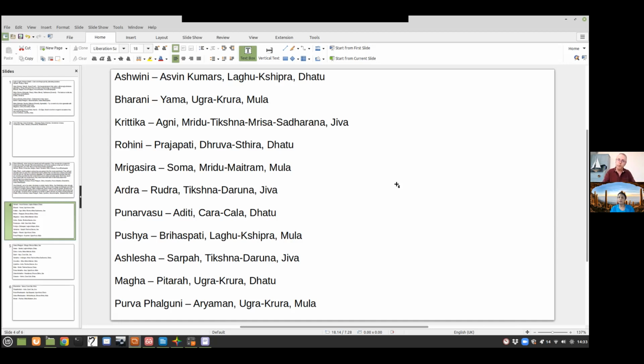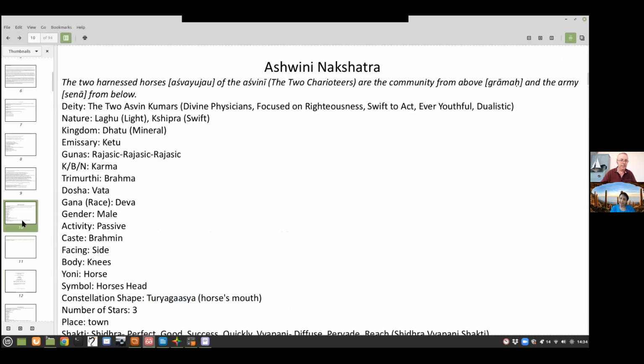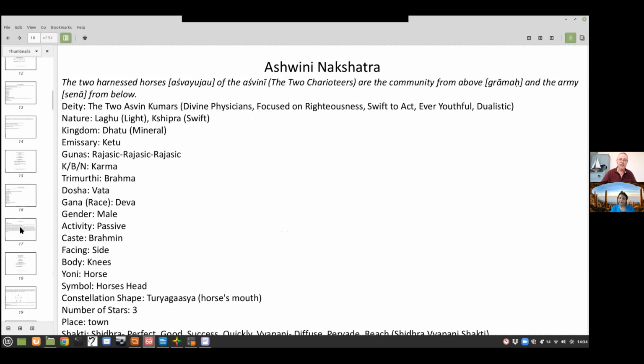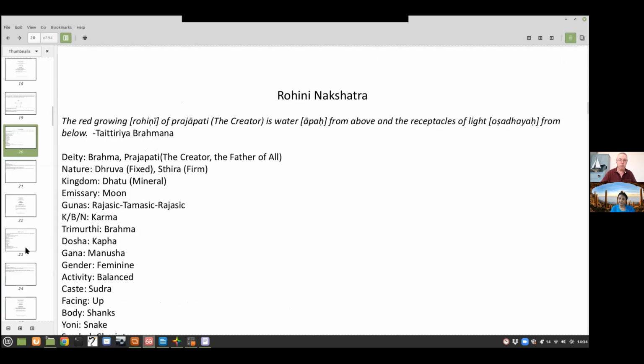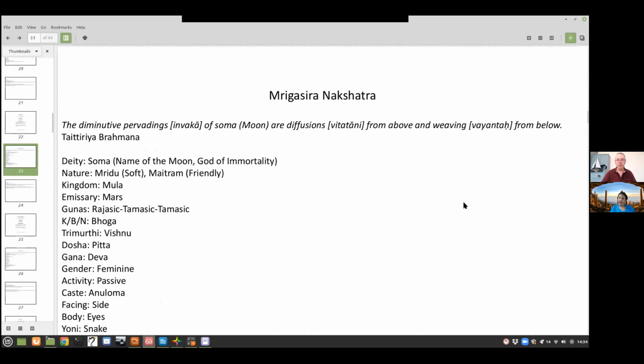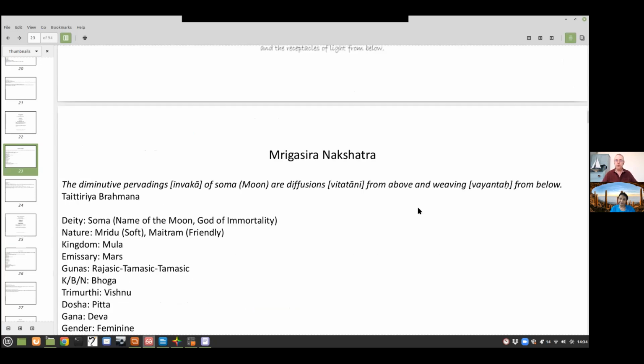The diminutive pervadings of Soma, right, are, sorry, I have to find the exact sutra for us. Bear with me for a second. Sorry, I think I have it here. That's in this other PowerPoint. The older I get, the more my memory slips me. Here we go. Are diffusions from above and weaving from below. Yeah, so the diminutive pervadings of Soma are diffusions from above and weaving from below.